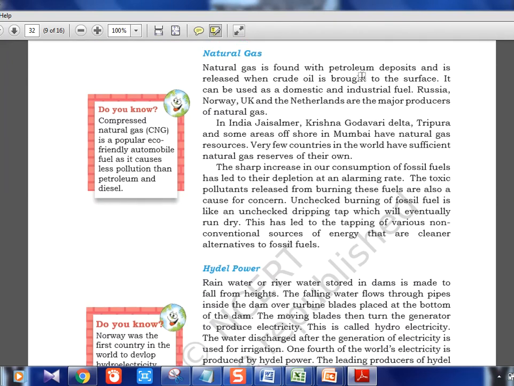Natural gas is found with petroleum deposits and is released when crude oil is brought to the surface. So along with the same refining process, natural gas is also generated. Russia, Norway, UK and Netherlands are the major producers.